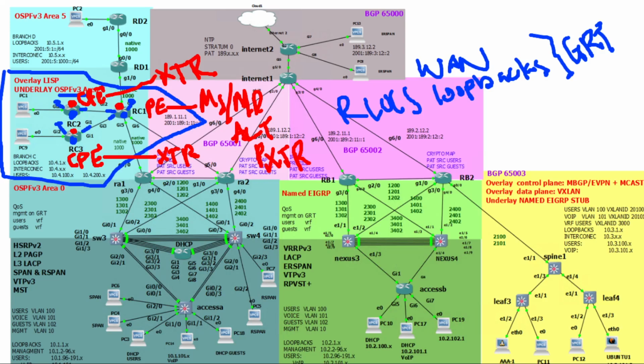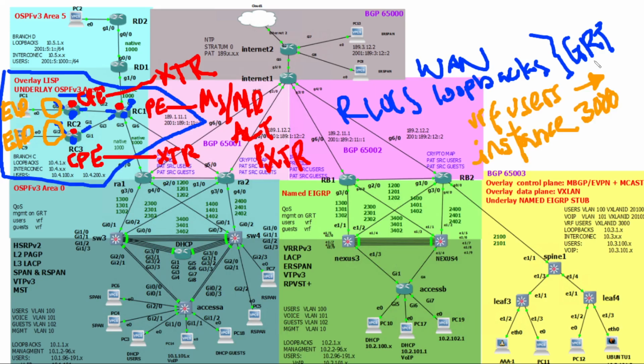Now we are going to use LISP as a transport for our users VRF. So this local area network interface will be mapped to the users VRF. This other local area network interface will be mapped to the users VRF. This is actually one endpoint ID. This will be another endpoint ID. So we are going to map the VRF users to the instance 3000 within LISP.